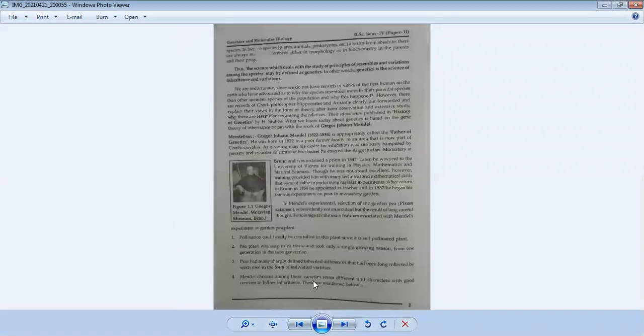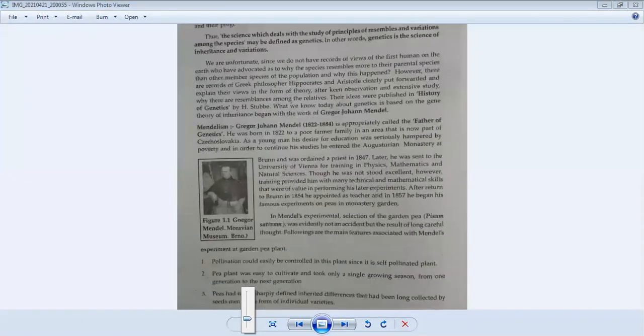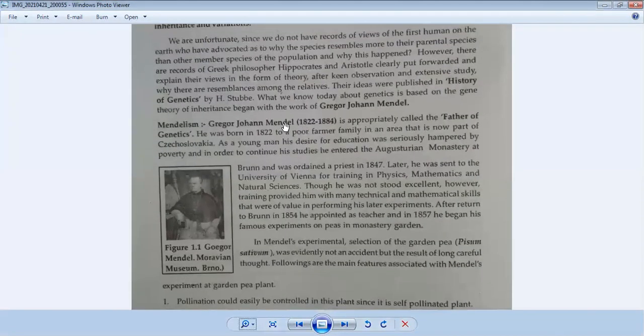Later on, we also discussed the discovery and history related to Gregor John Mendel. We read a little biography of Gregor John Mendel there, that Gregor John Mendel was also known as the father of genetics. He was born in 1822 in a poor farmer family in an area that is now part of Czechoslovakia.